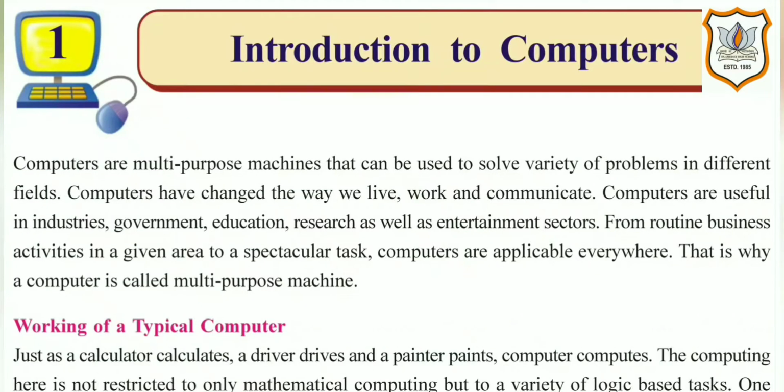Computers are multi-purpose machines that can be used to solve a variety of problems in different fields. Computers have changed the way we live, work and communicate. Computers are useful in industries, government, education, research, as well as entertainment sectors. From routine business activities in a given area to a spectacular task, computers are applicable everywhere. That is why a computer is called a multi-purpose machine.